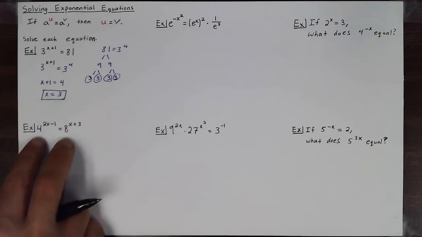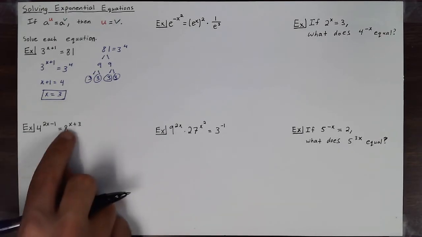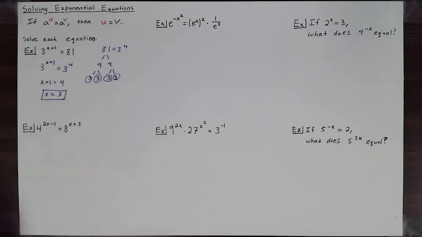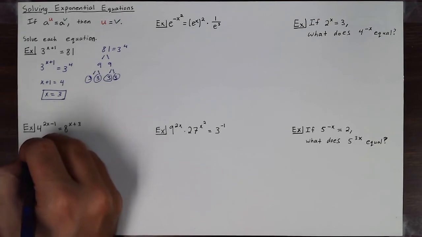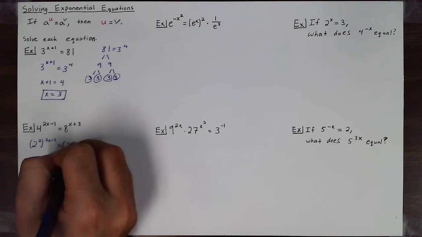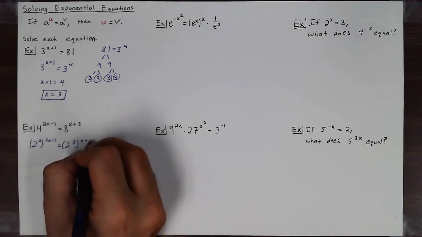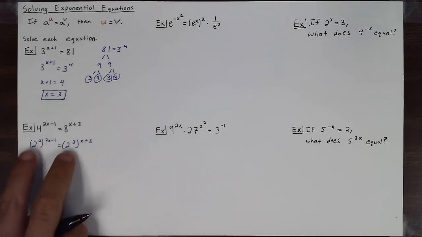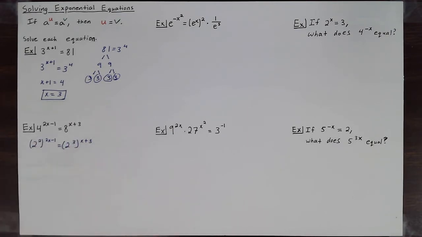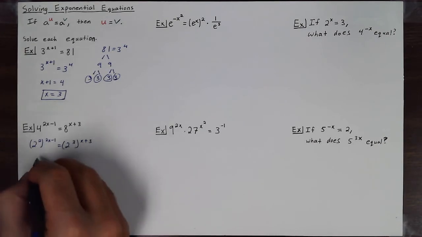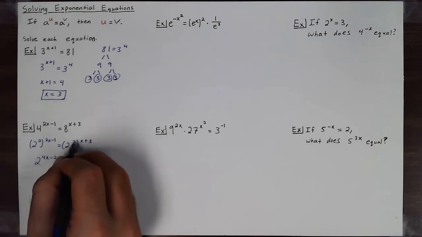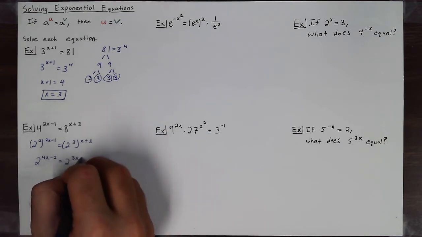Now, let's say we have 4 and 8. Now, 8's not a power of 4, and 4 is definitely not necessarily an easy power of 8. But what I do know is that 4 is 2 squared, and 8 is 2 cubed. And by doing this, I'll have a common base. But using the law of exponents, I need to multiply the exponents that are there already. So 2 times 2x minus 1 is 2 to the 4x minus 2 is equal to 2, and then 3 times x plus 3 is 3x plus 9.